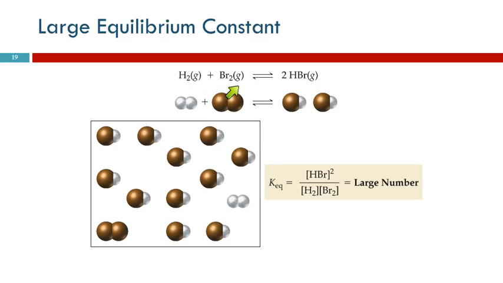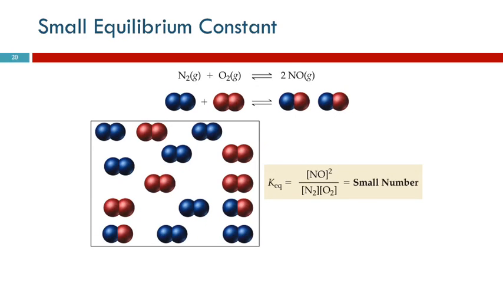So here's the hydrogen and bromine to make hydrogen bromide. That was a large number. So that tells us there's lots of HBr and very little of the reactants left. It goes mostly in the forward direction. For this reaction, KEQ is a very small number, something times 10 to the minus 31, right? So that says there's very little of the NO, and it's mostly nitrogen and oxygen. We look at this, and yeah, we've got 2 of those, and all of the rest of this is just the reactants, okay?